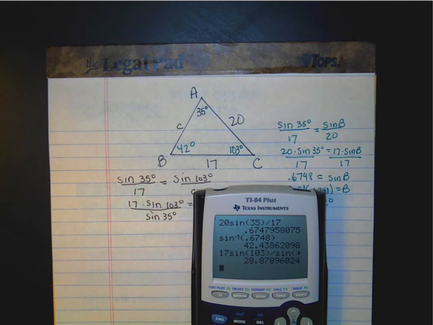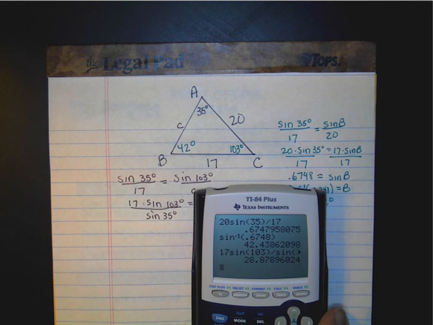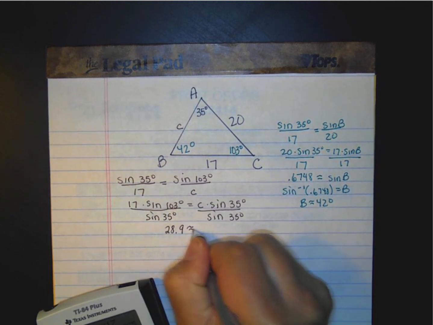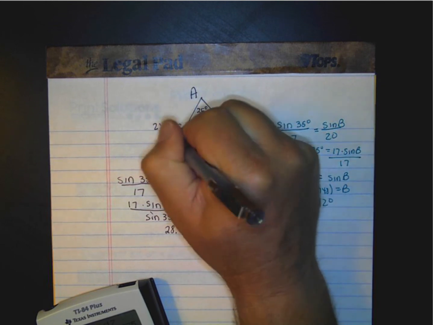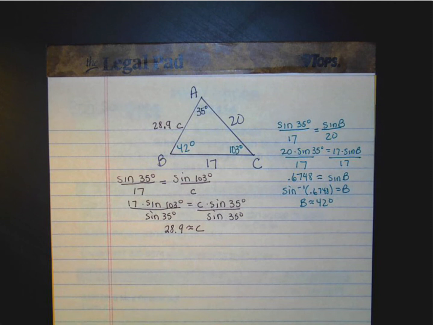Let's see, what do we want to round that to? About 29. Are we going to the nearest tenth? We'll go with that. All right, 28.9, we'll go to the nearest tenth. So 28.9 is approximately little c.